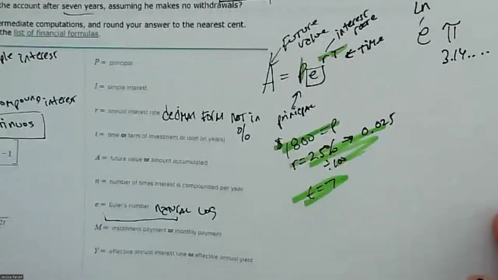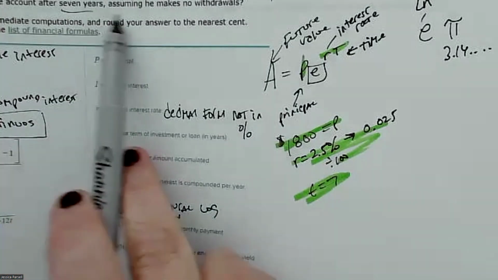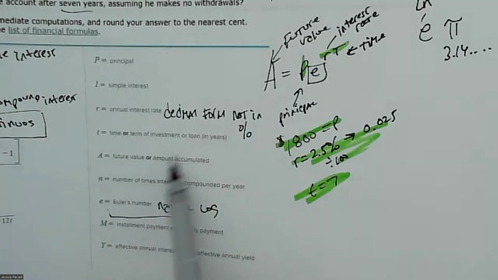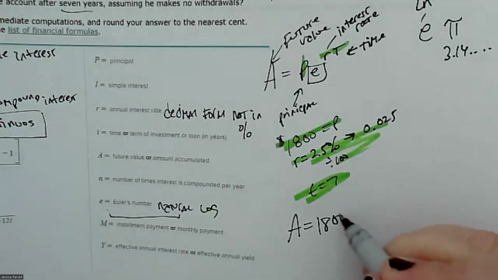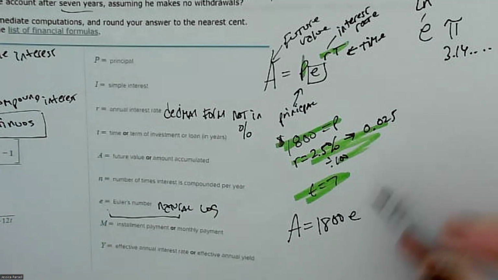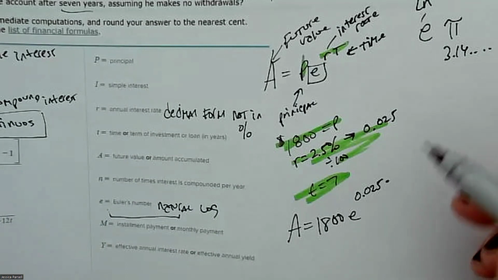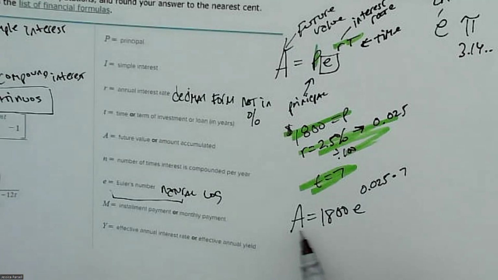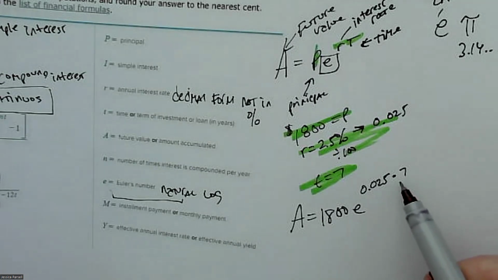Okay, so let's put into the formula what we have. So we're looking for A. They're asking us how much money will he have in the account after 7 years, assuming Chang doesn't go in and take any money out. So they're looking for the future value, right? They're looking for A. So A equals the amount of money that Chang brings in times E raised up to the 0.025 times 7. All right. So the future value of Chang's money is equal to 1,800 multiplied times E, the Euler, raised up to the rate times the time.